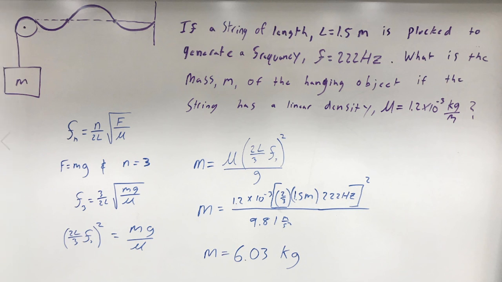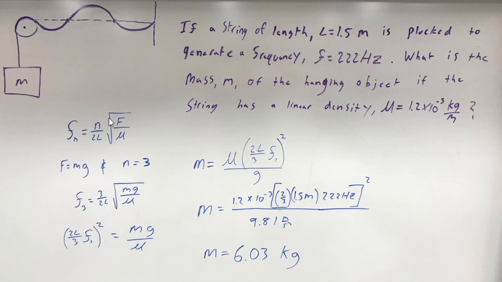So let's say that we have an example where a string of length 1.5 meters is plucked to generate a frequency. Once again, we could think of this as a guitar string, and the frequency is 222 hertz. What is the mass m? We basically are creating some tension in the string by having a mass hanging over a pulley, which we've done before. So what is the mass m of the hanging object if the string has a linear density of 1.2 times 10 to the negative 3 kilograms per meter? That's just basically how much this string weighs per each meter.